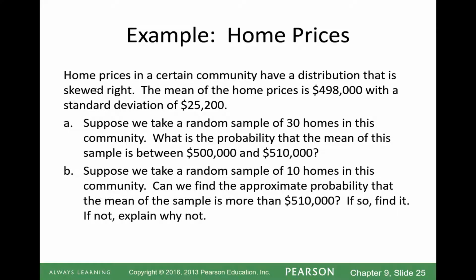Another example here. Home prices in a certain community have a distribution that is skewed to the right. The mean of the home prices is 498,000 with a standard deviation of 25,200. Suppose we take a random sample of 30 homes in this community. What is the probability that the mean of this sample is between 500,000 and 510,000? Suppose we take a random sample of 10 homes in this community. Can we find the approximate probability that the mean of the sample is more than 510,000? If so, find it.